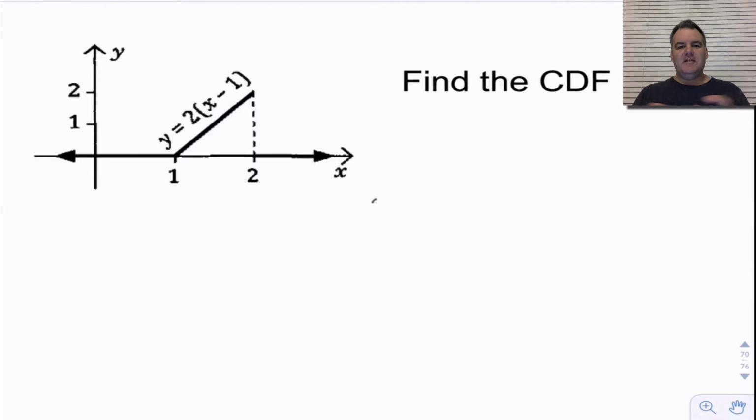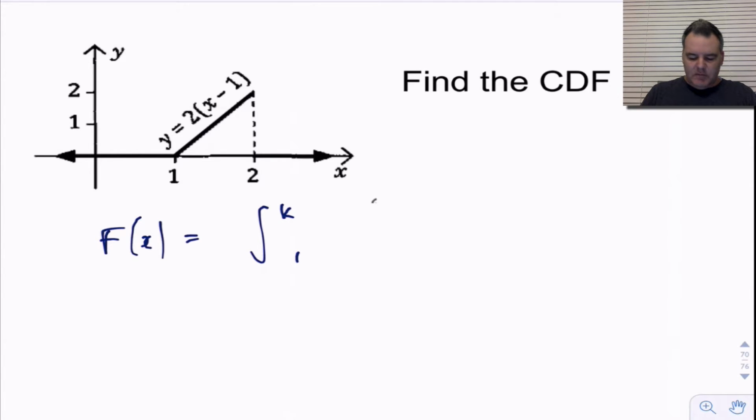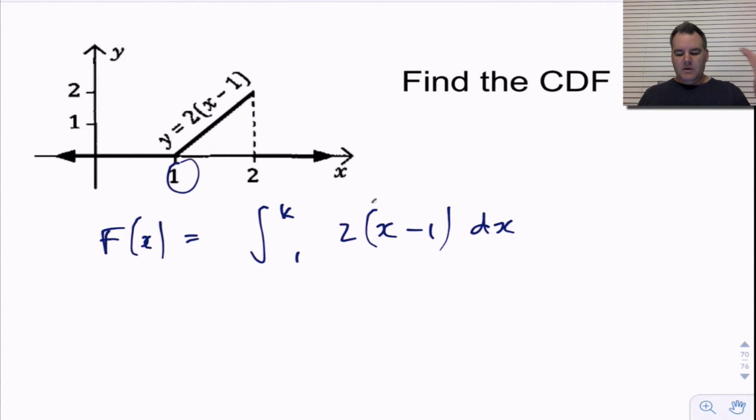Second example here, a little bit trickier because the probability density function isn't just a flat line here, it's sloping up. So let's go straight to the second method I used in the last one. Big f of x is just the integral from k to 1, remember that's just the lowest point there, of this function, 2x minus 2 dx. That's all it is. The area under this curve from a certain x value down to the start.